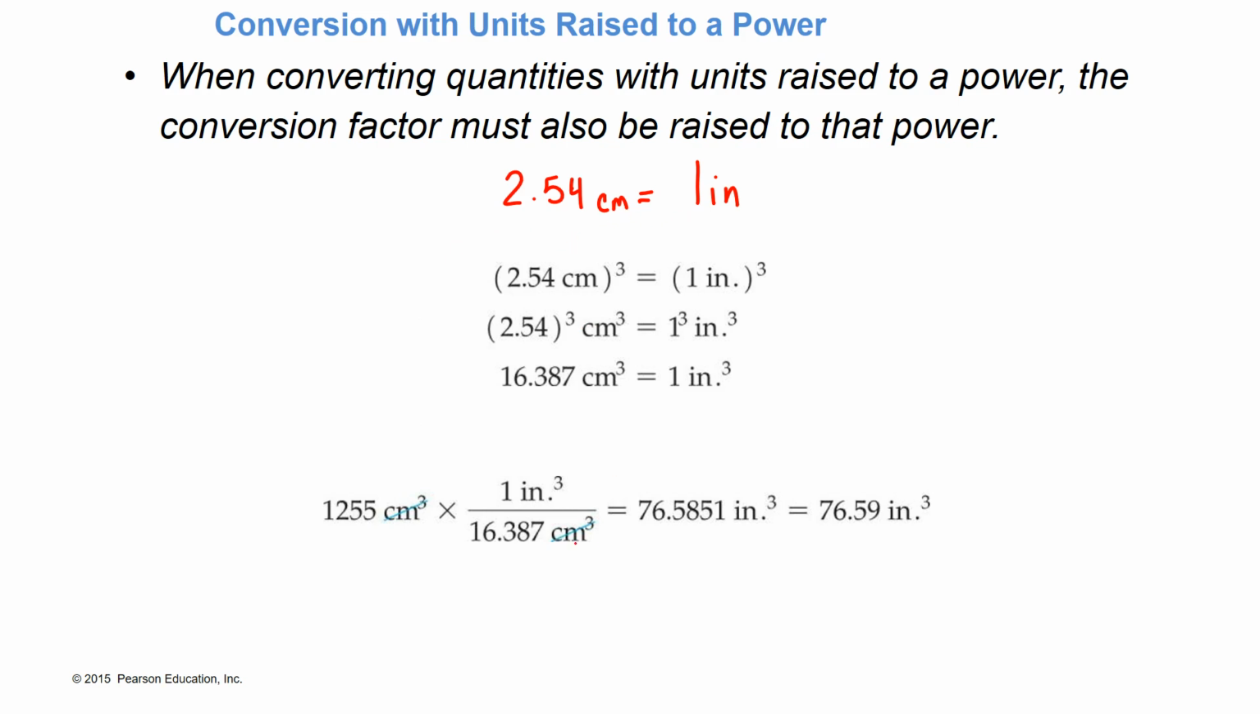So 2.54 centimeters equals 1 inch actually becomes 2.54 cubed centimeters cubed equals 1 cubed inches cubed. When we actually do the math, I don't expect you to memorize this number. I just want you to know to cube it. But 16.387 is 2.54 cubed. So we have centimeters cubed equals inches cubed. 1 cubed is 1, obviously.